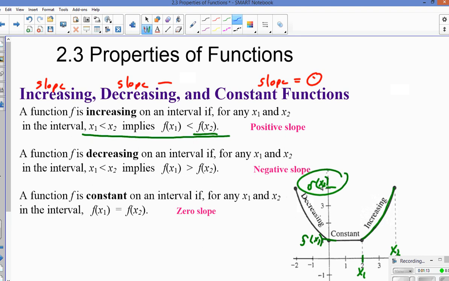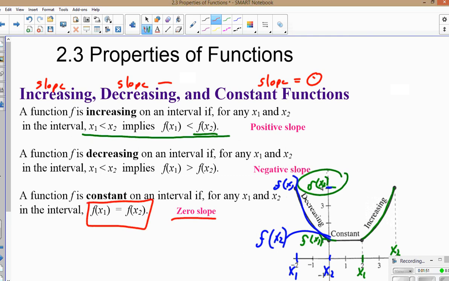Now for a decreasing graph, things that have a negative slope, we can see this is going to be a decreasing graph. Notice our x1, let's call this x1, is less than our x2 over here. We can see that our f of x1, this y value, is greater than our y value here of f of x2. Our constant slope is where we have a slope of 0, where all of our y values are the same. And we can see there is our constant slope.